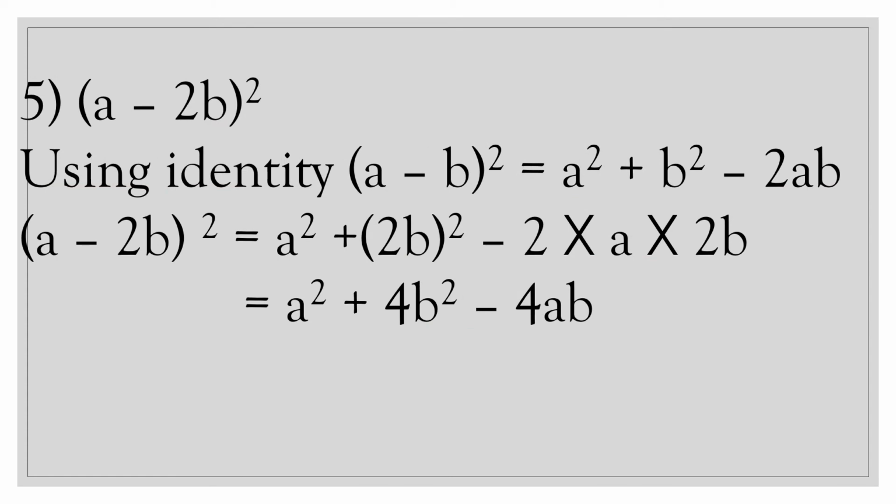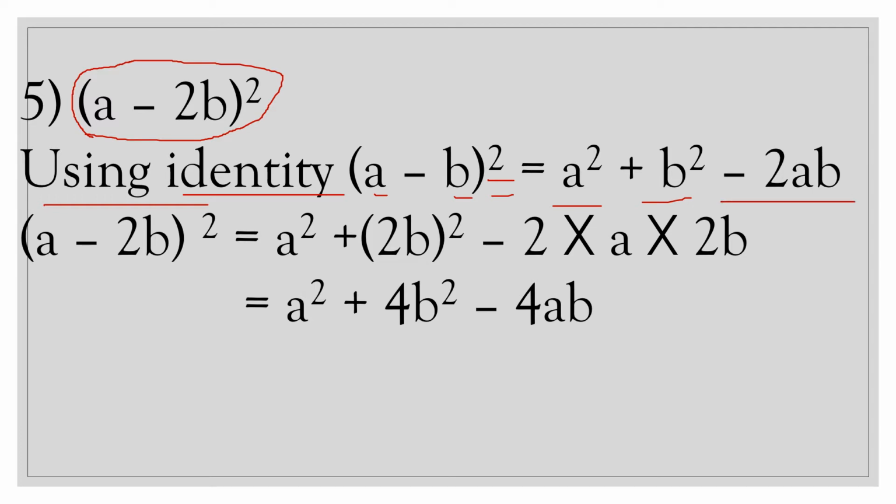Next question is (a - 2b), which is a binomial with minus sign, and its whole square. So we use the identity (a - b) whole square, which is equal to a square plus b square minus 2ab. So the expansion of (a - 2b) whole square is equal to a square plus (2b) whole square minus 2 into a into 2b. This gives you a square plus 4b square minus 4ab.